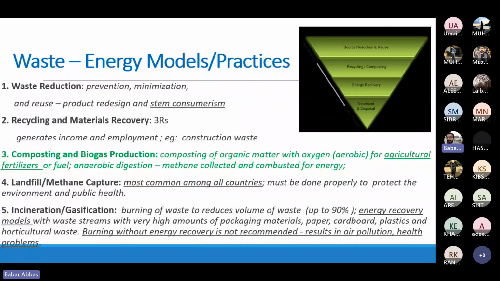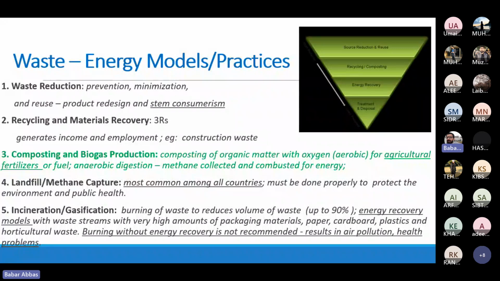And incineration or gasification of combustible waste, burning of waste, reduces the volume of waste by up to 90%. You know, combustible waste, if incinerated, can be reduced to 90% less volume compared to the original volume, and the remaining 10% would be ash, and that won't offer any hazard.